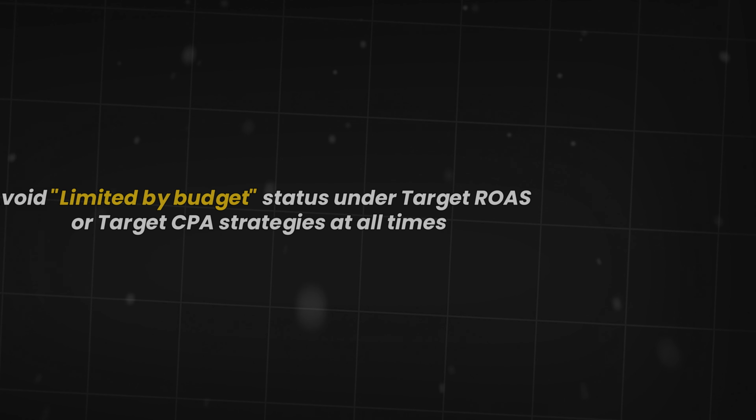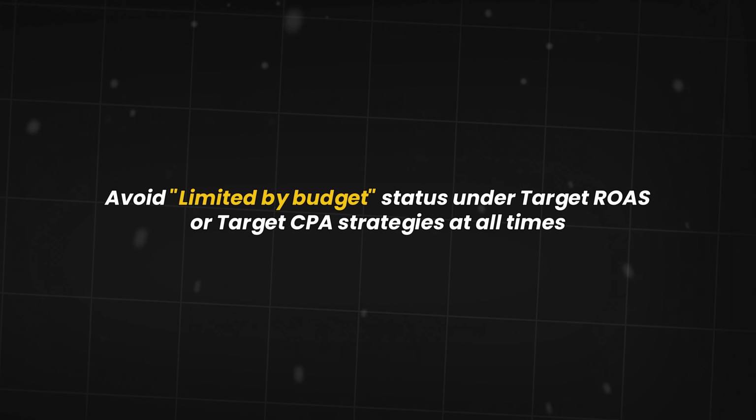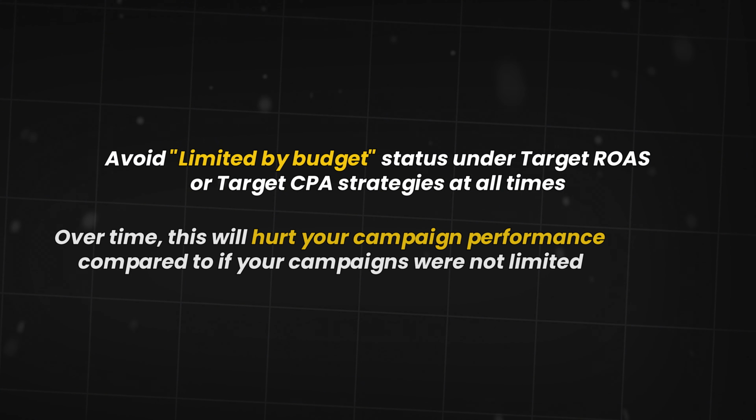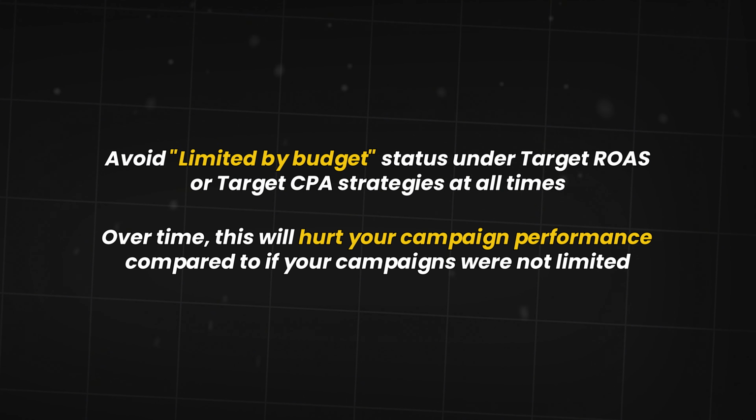And as a result, even though you've raised your budget, you're not necessarily spending more, but you're driving a better return from your campaign. In fact, a big agency tip I can share with you here is to avoid limited by budget status under Target ROAS or Target CPA strategies at all times. It's going to artificially limit the algorithm and limit your campaign reach, and over time, this will hurt your campaign performance compared to if your campaigns were not limited.